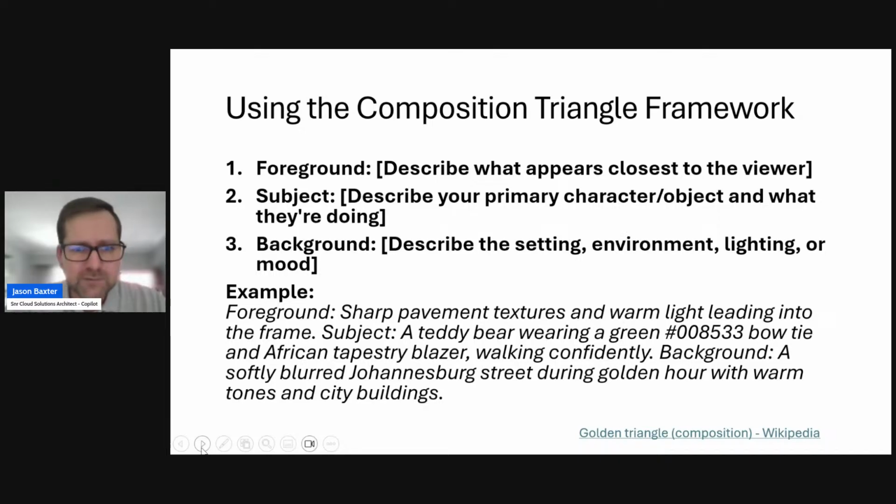I've just taken this from Wikipedia, but an example of a prompt could be a sharp pavement texture, warm lights leading into the frame, a subject of the teddy bear wearing a green bow tie, and a softly blurred Johannesburg street in golden hour. Those are some of the elements that we saw in the previous prompt.